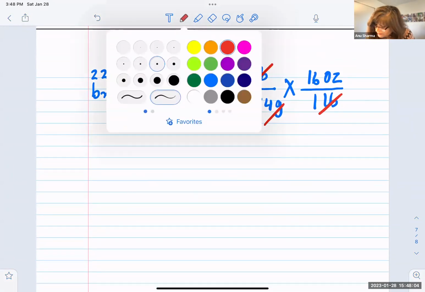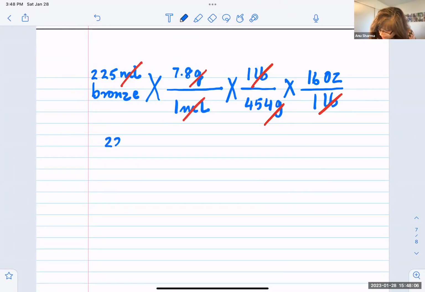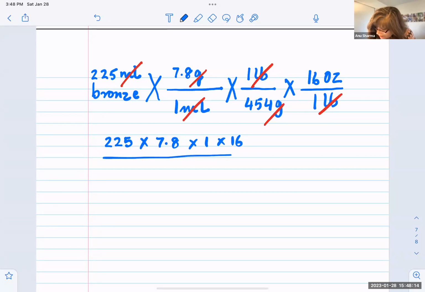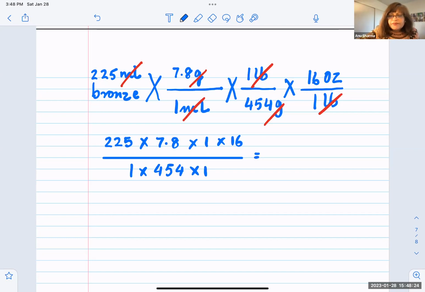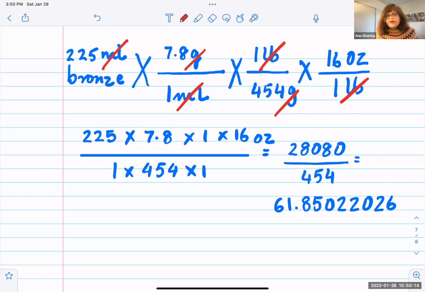So next thing, just simple multiplication, 225 multiplied by 7.8 multiplied by 1 multiplied by 16, divided by 1 times 454 times 1. And what answer do you get? And this is actually ounces. So let's look at the answer. As you can see, when you multiply, you get the answer on the calculator, 61.8502200, whatever, all these big numbers.